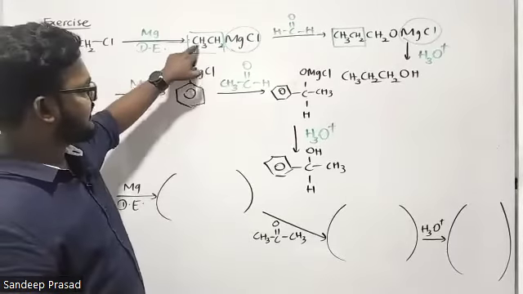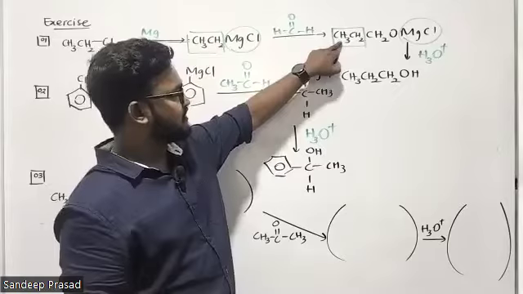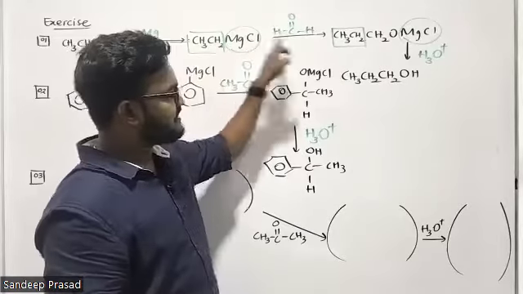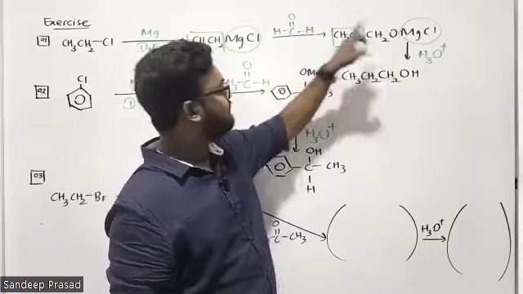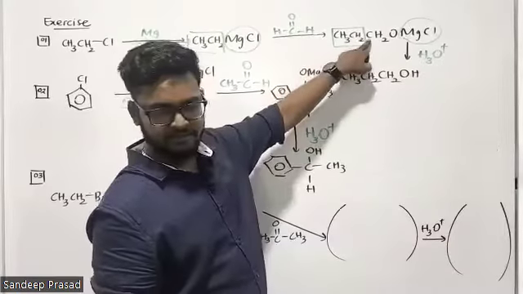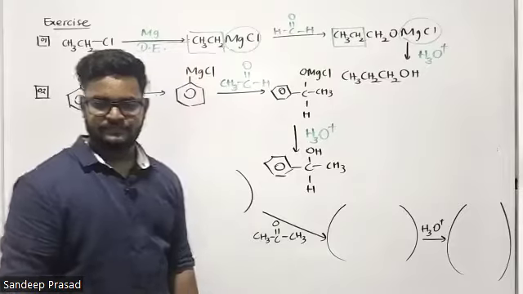Now look at this one, CH3CH2. CH3CH2 came from this Grignard reagent. MgCl came from the Grignard reagent. Then here we have oxygen, carbon, and it is surrounded with two hydrogens. Methanol.